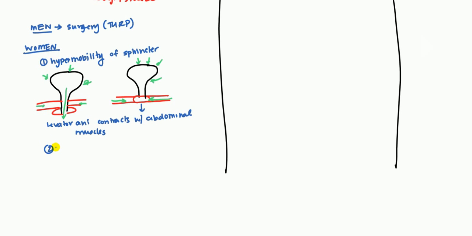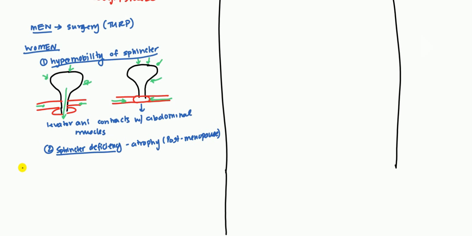However, this isn't the only reason. The other problem that can occur is if there's sphincter deficiency, and this sphincter deficiency is usually caused by atrophy of the vagina, and this is usually postmenopausal women. That's generally a cause for them, and if you give them estrogen replacement, they tend to improve. So there are some investigations which are specific to stress incontinence.